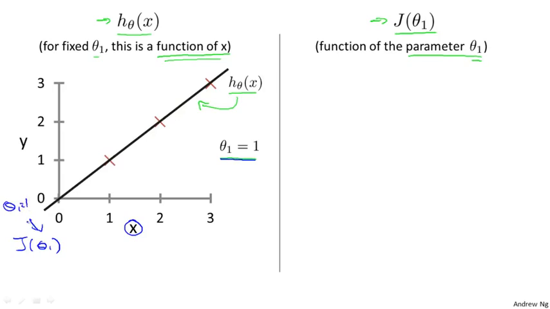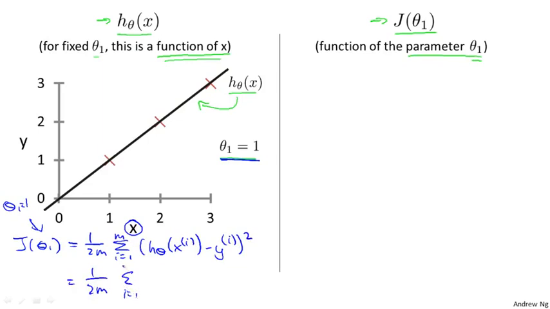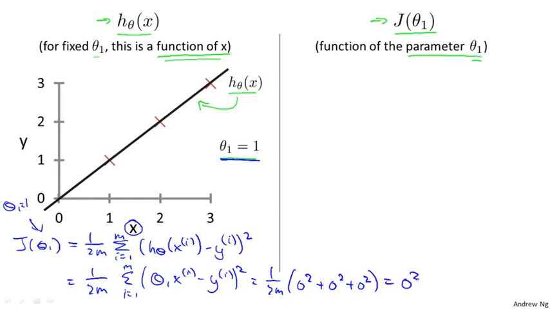So let's go ahead and compute what the cost function is for the value 1. Well, as usual, my cost function is defined as follows: the sum over my training set of this usual squared error term. And this is therefore equal to the sum of theta 1 xi minus yi, squared. And if you simplify, this turns out to be 0 squared plus 0 squared plus 0 squared, which is, of course, just equal to 0.